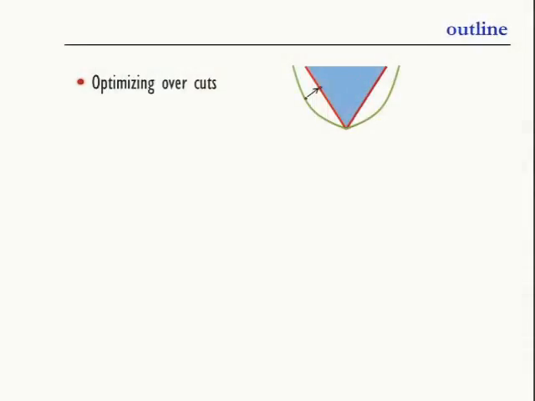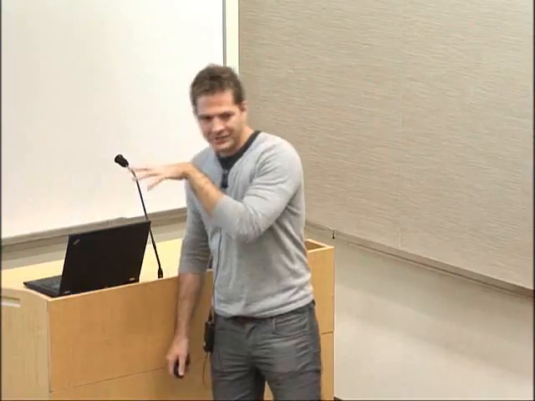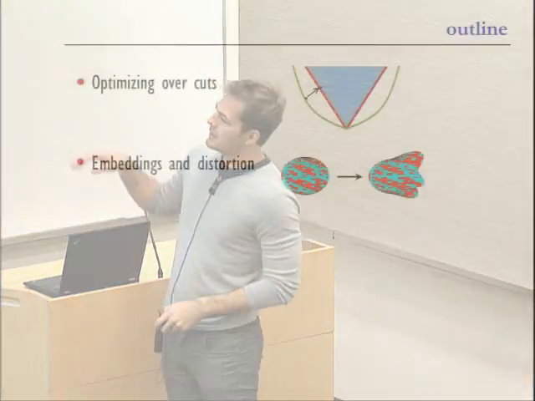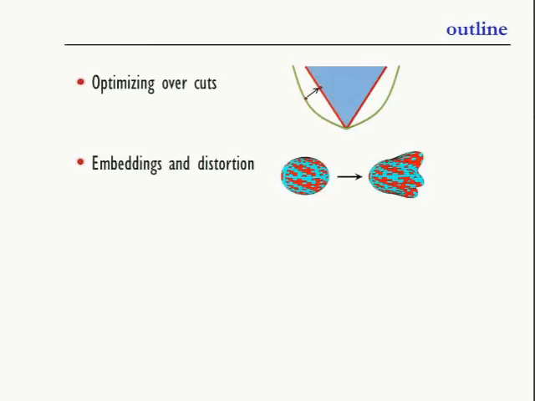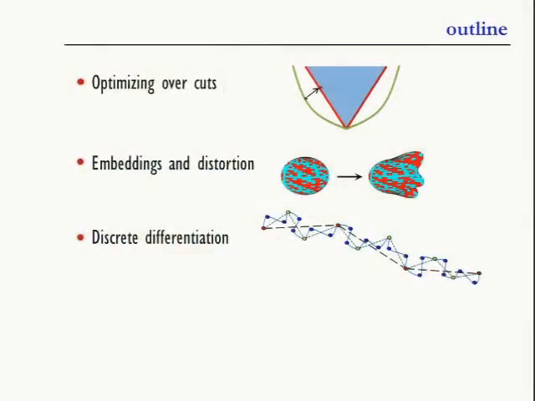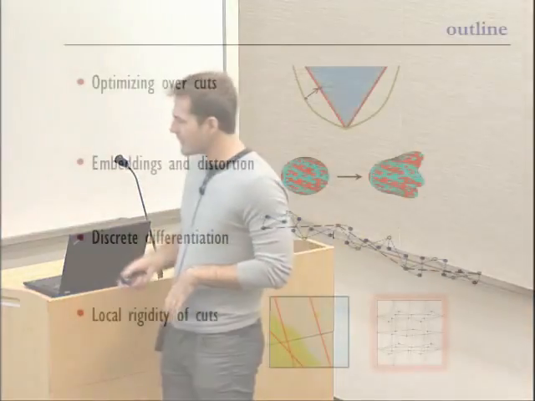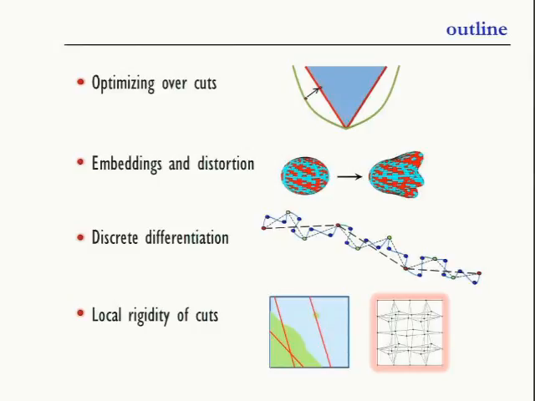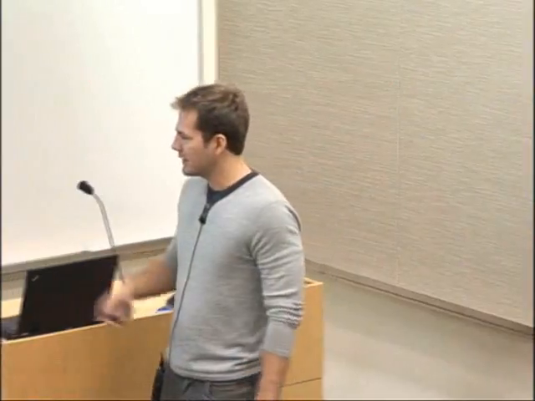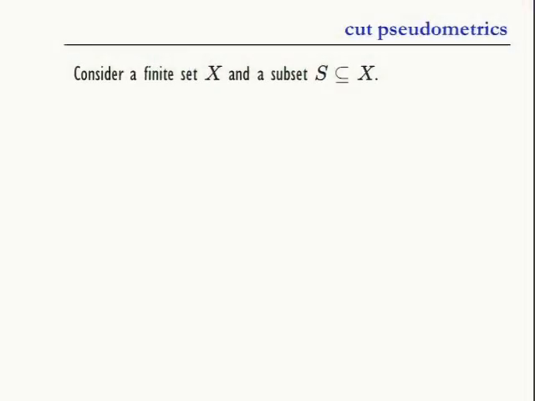All right, so here's a brief outline. First, I'm going to talk about optimization over cuts and how this is related to some classical combinatorial optimization problems. And then I'll talk about the relationship with metric embeddings. And then I'll introduce discrete differentiation as a technique for analyzing these embeddings. And finally, the last part of the talk will be about the main technical issue that arises from a particular construction, which involves local rigidity of cuts in the plane. Okay, so this is the basic outline, but let's start at the beginning.